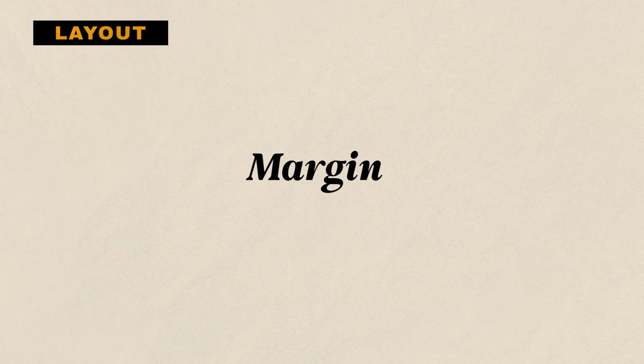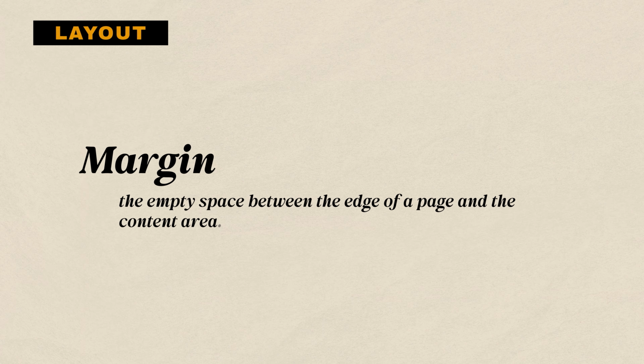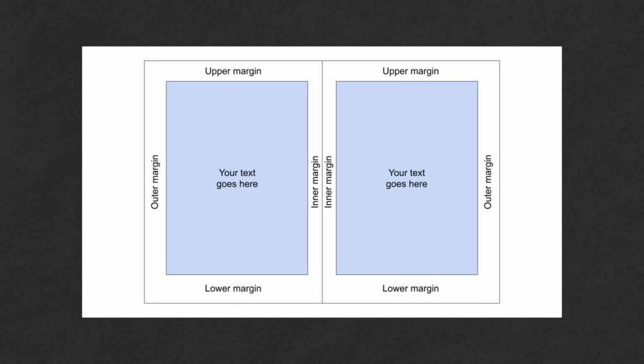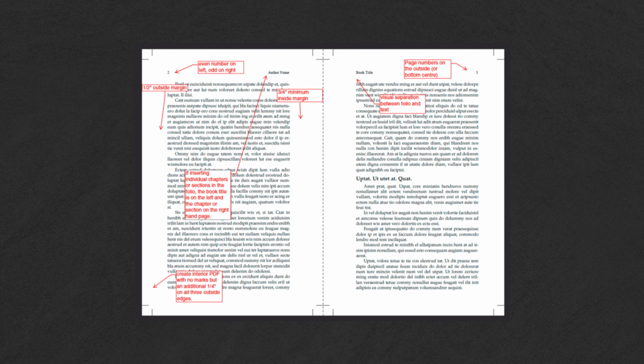The margin is the empty space between the edge of a page and the content area. Margin provides a visual buffer, preventing elements from feeling cramped or cluttered. Books generally have ample margin space around the text, which makes it easier to read, but any design intended for printed use utilizes margin.